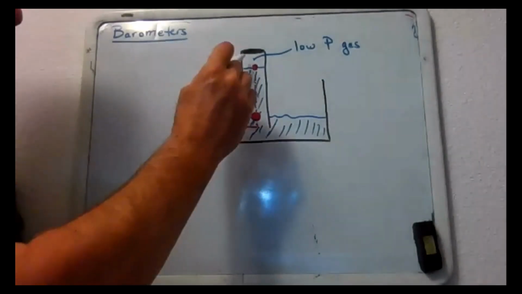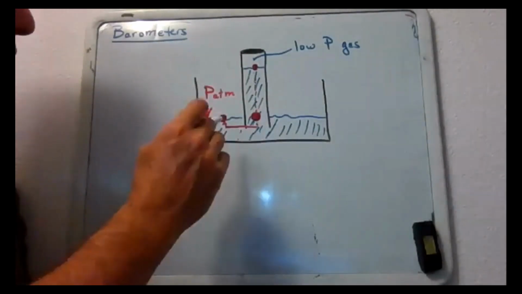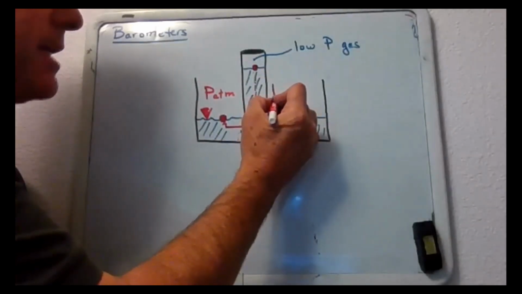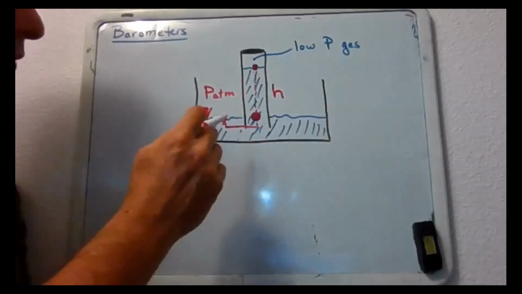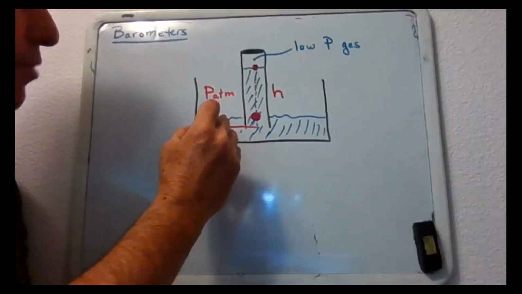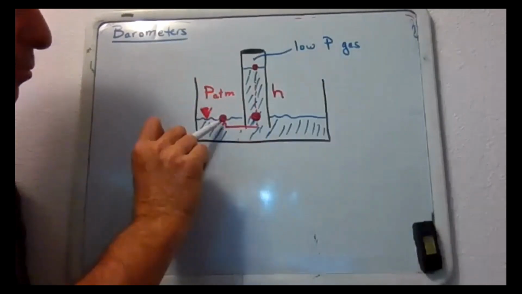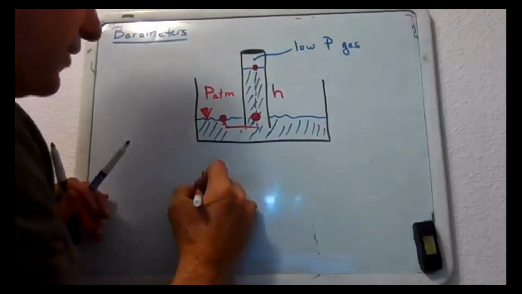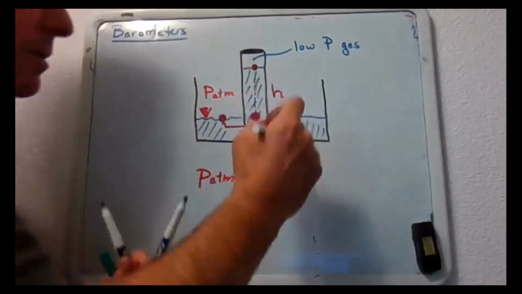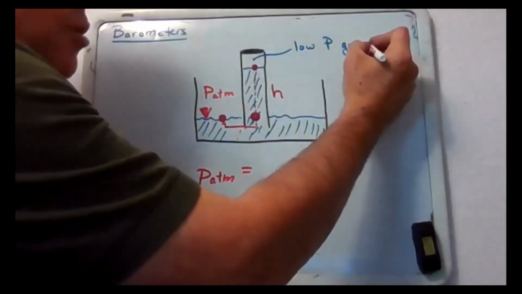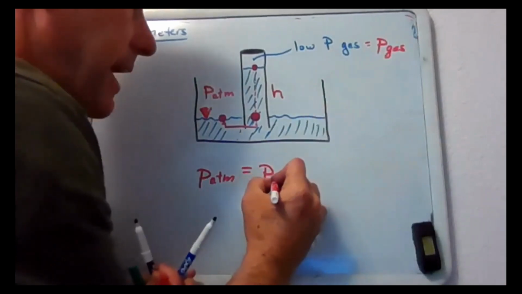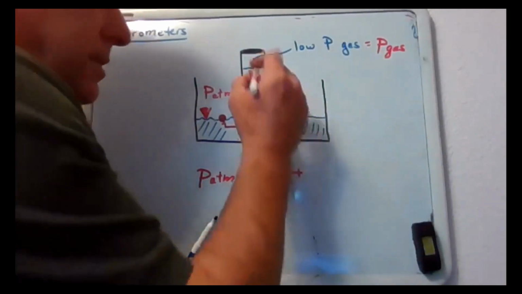This could work if this pressure were low enough. Basically, if I made this height H and tried to write an equation for this scenario, I could write an equation that equates the pressure here and the pressure here. Pressure here, on the left, is P atmosphere. Pressure on the right, if I call this low pressure gas P sub gas, is P gas plus rho gh.